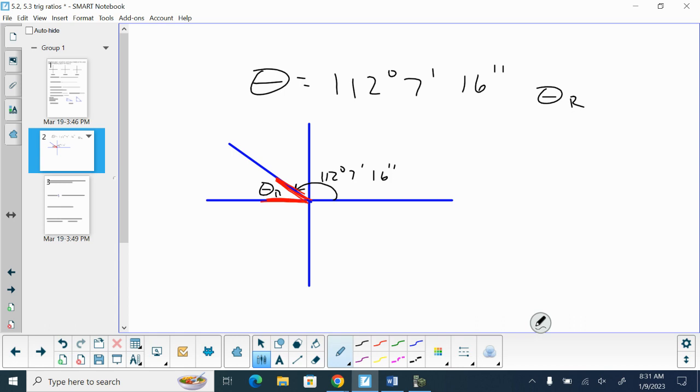Now, we don't have to convert it to a decimal. I mean, we could if we wanted to, but what would you have to do once you convert it to a decimal? Subtract from 180. So let's not convert it to a decimal, let's just subtract from 180. So you have 180 minus the 112 degrees, 7 minutes, 16 seconds.